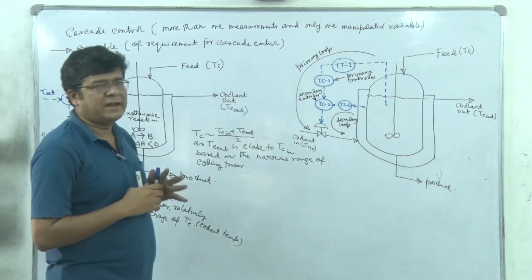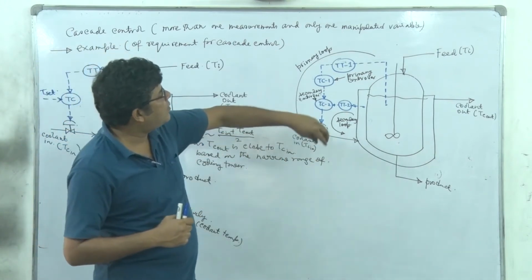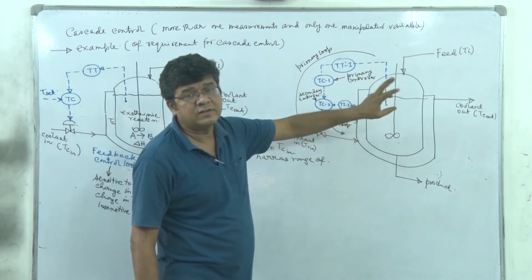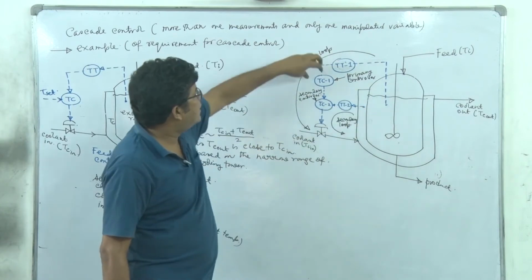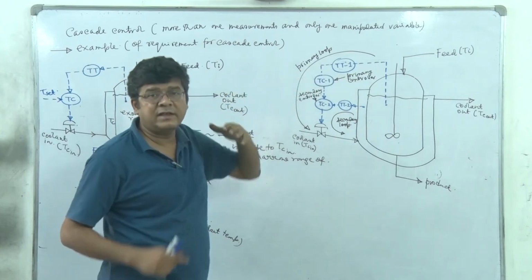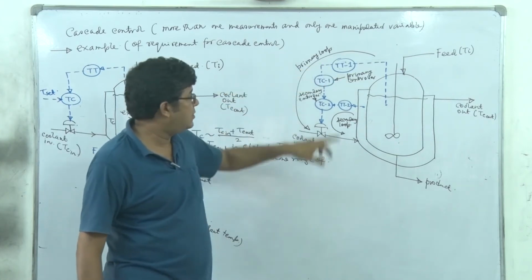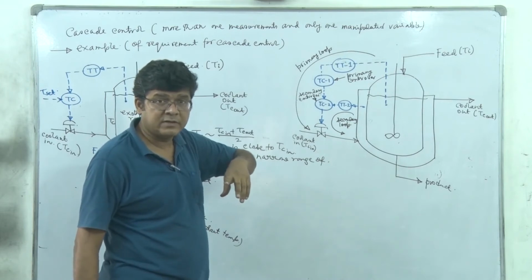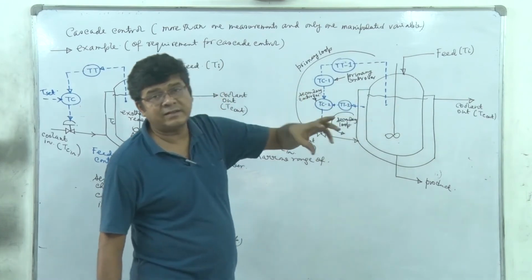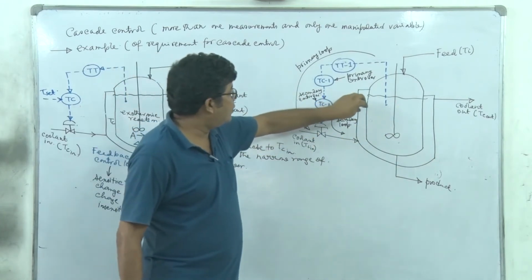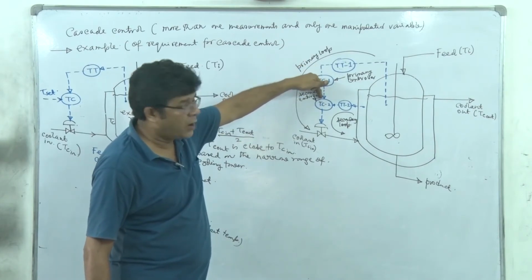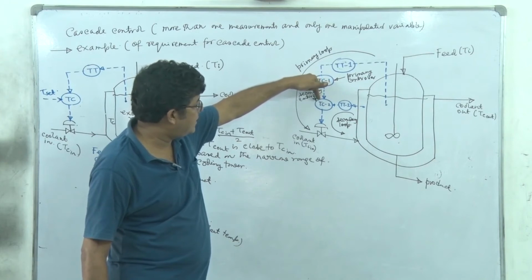Here we are measuring the variable that we want to control, which is the system temperature, right? And in the primary controller we are deciding what the coolant temperature should be, in order to keep this system temperature at its set point. So it is giving you a set point regarding the coolant temperature, right?